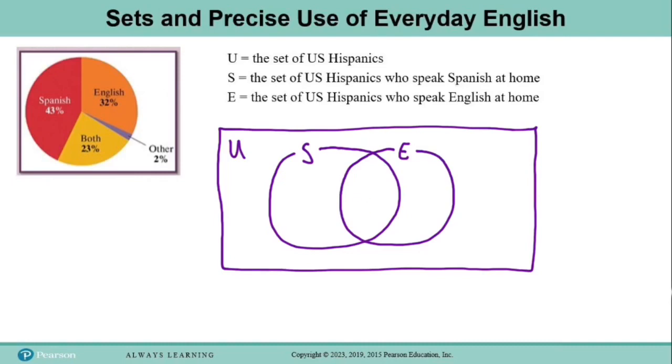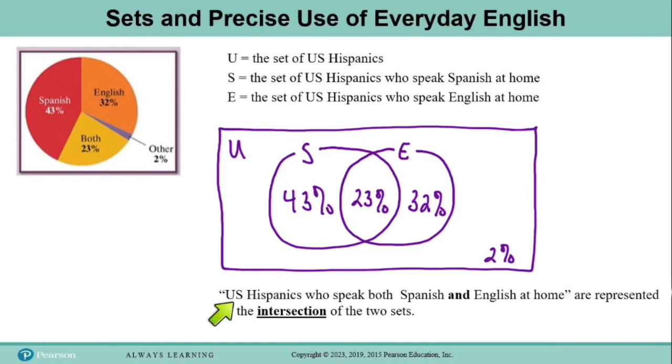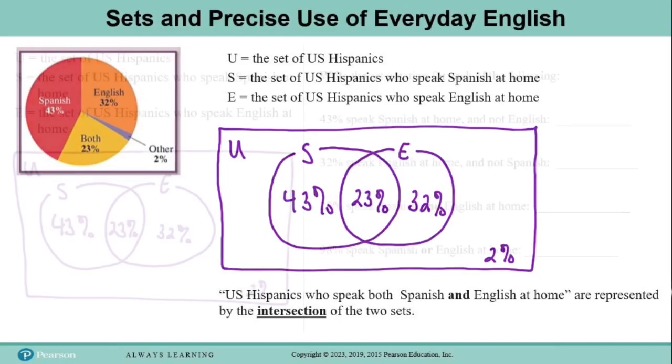So our percent of U.S. Hispanics who speak only Spanish at home would be 43%. And then our percent of U.S. Hispanics who speak only English at home would be our 32%. The percent who speak both English and Spanish at home would be 23%. And then the 2% who speak something else would be outside of the sets S and E. So you can see that the set of U.S. Hispanics who speak both Spanish and English at home are represented by the intersection of the two sets.